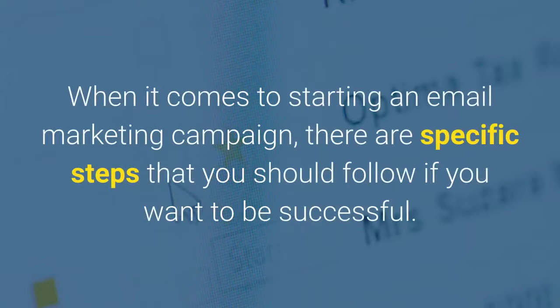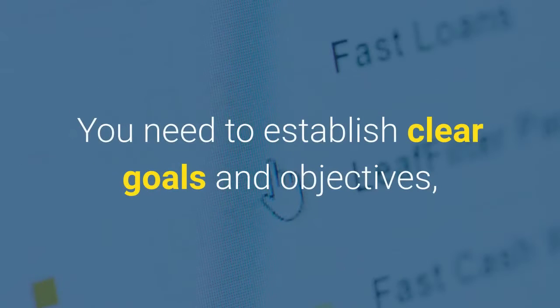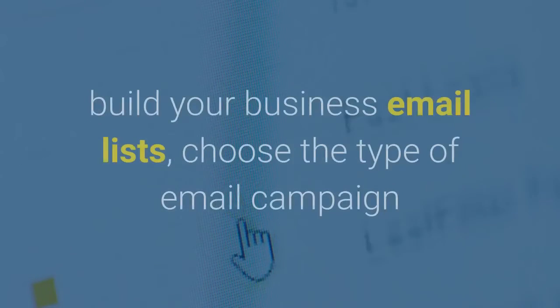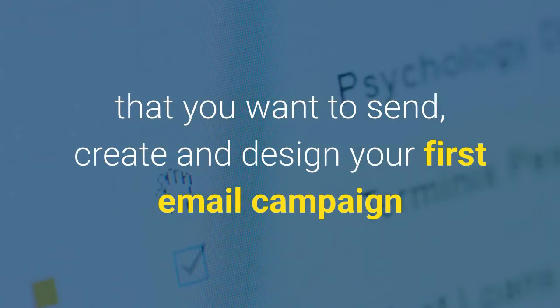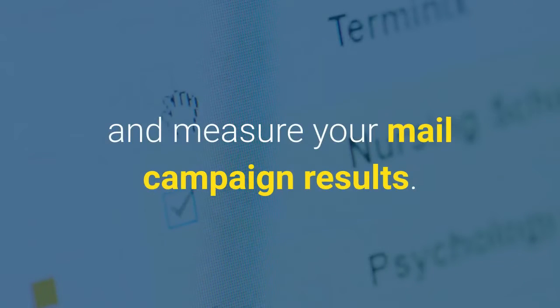When it comes to starting an email marketing campaign, there are specific steps that you should follow if you want to be successful. You need to establish clear goals and objectives, build your business email lists, choose the type of email campaign that you want to send, create and design your first email campaign, and measure your mail campaign results.